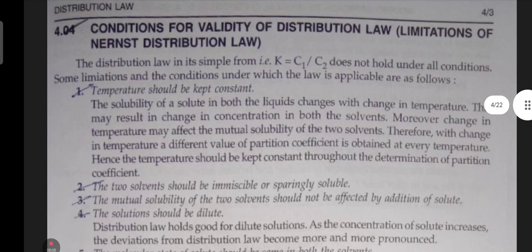Now we will discuss conditions for the validity of distribution law, that is, limitations of Nernst distribution law. The Nernst distribution law in its simple form, K = C1 upon C2, does not hold under all conditions. Some limitations and conditions under which the law is applicable are as follows.